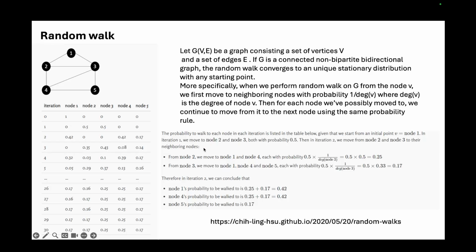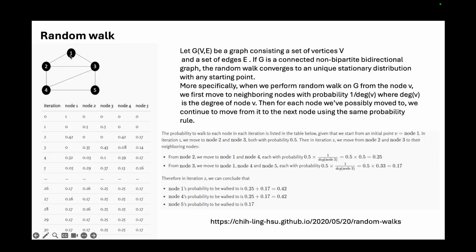So let's take this example. The probability to walk to each node in each iteration is listed in this particular table. So how do we get this particular amount of probability? You start with node 1. This is your node 1.